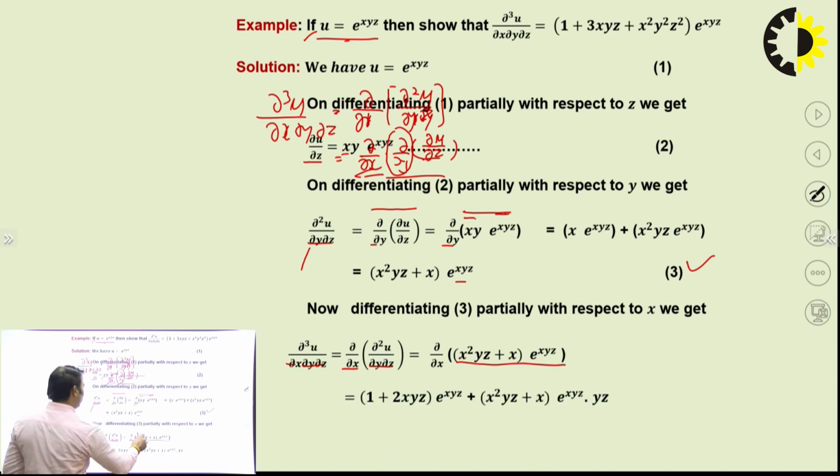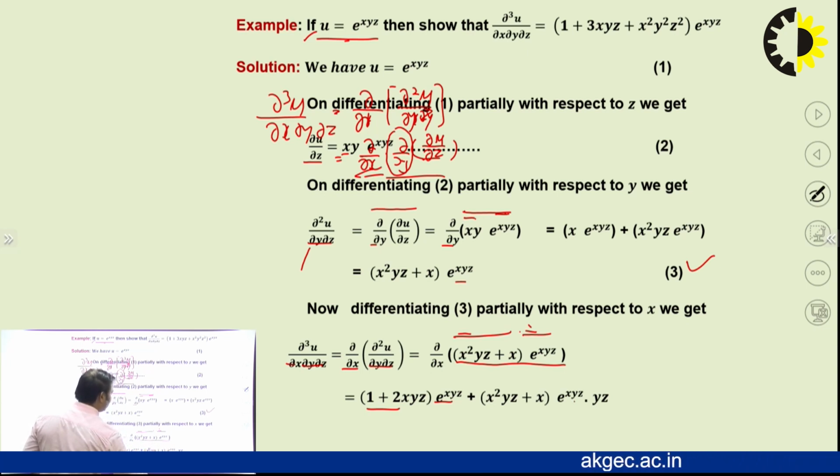So student, we can take it into two different parts. So this first is same, the exponential function is same, we have to differentiate this entire term with respect to x. Then dear friend, e raised to power xyz, this time remains what?